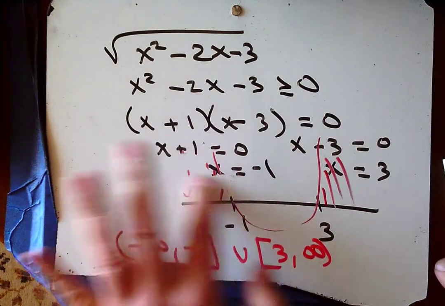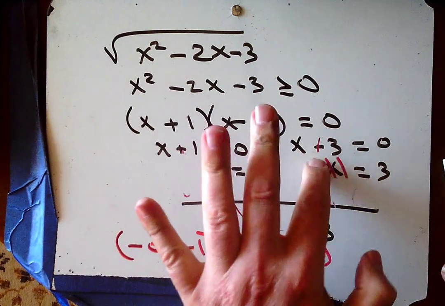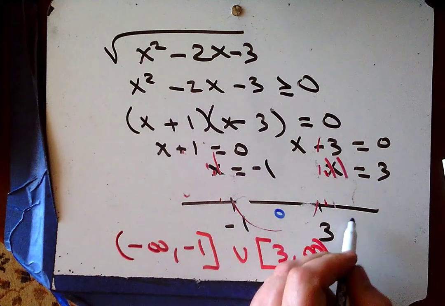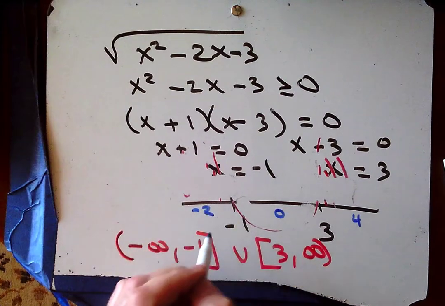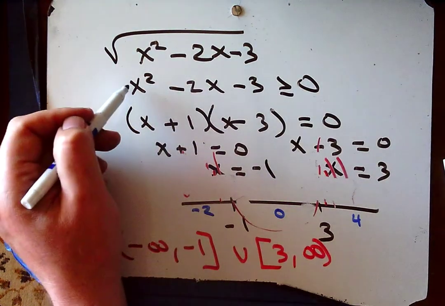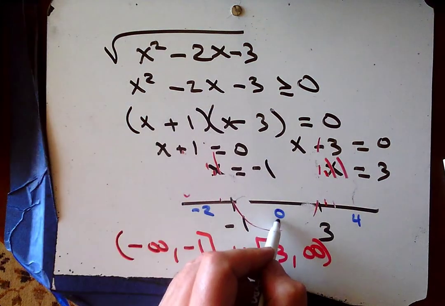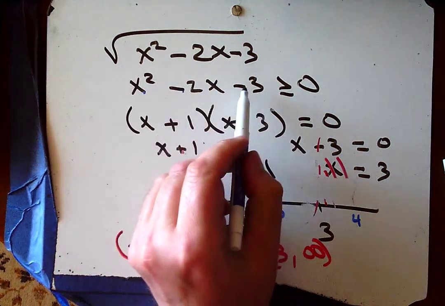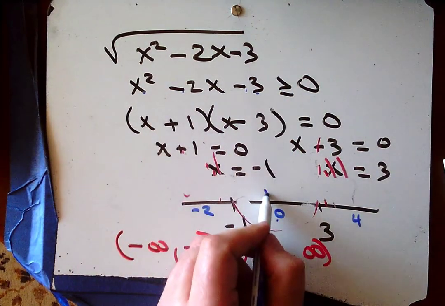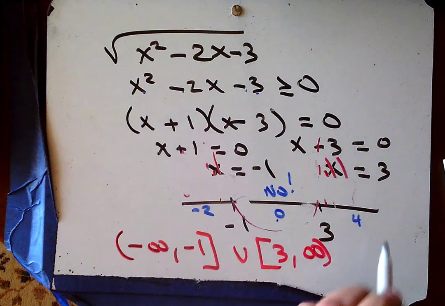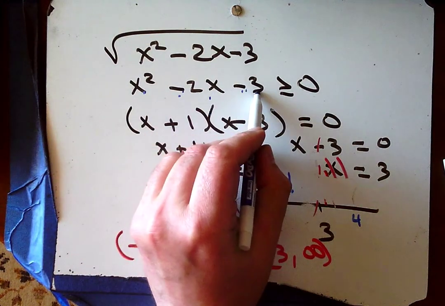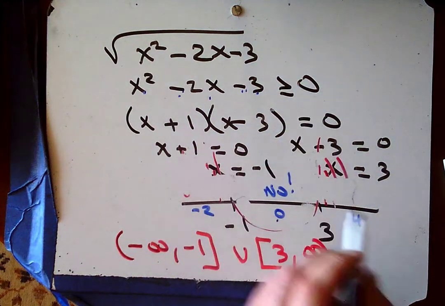But since most of the time we won't be able to do that, and we will have to test the intervals, let's test the intervals. I'm going to use 0 and 4 and negative 2. And I'm going to plug these test values into here or into here. Okay, so if I plug in a 0, 0 minus 3 is negative 3. Is negative 3 greater than or equal to 0? No. How about 4? 16 minus 8 is 8, minus 3 is 5. Is 5 greater than or equal to 0?